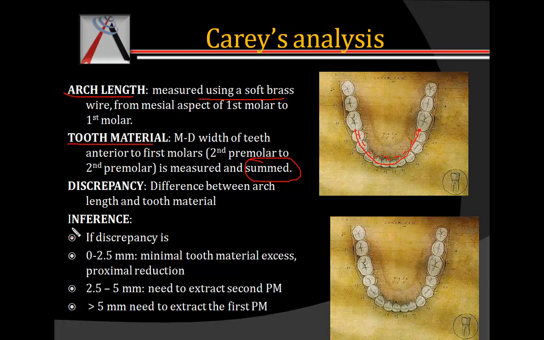We then differentiate between the arch length and the tooth material and draw the inference. If this discrepancy or difference is 0 to 2.5 mm, it is minimal tooth material excess and it requires proximal reductions. If it is 2.5 to 5 mm, we may need to extract the second premolar. If it is more than 5 mm, we need to extract the first premolar.